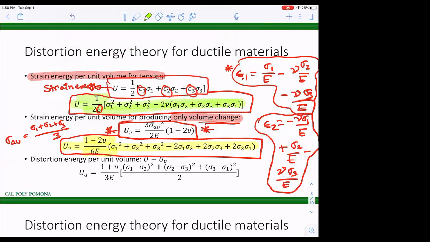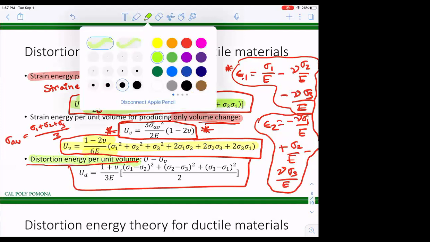So what will be the distortion energy per unit volume? Distortion energy per unit volume will be total strain energy minus the volume change strain energy. That means strain energy only for volume change. If you subtract the yellow highlighted formula from the green highlighted formula, then you will get your distortion energy per unit volume. And it turns out to be this one. Let me highlight it in blue.